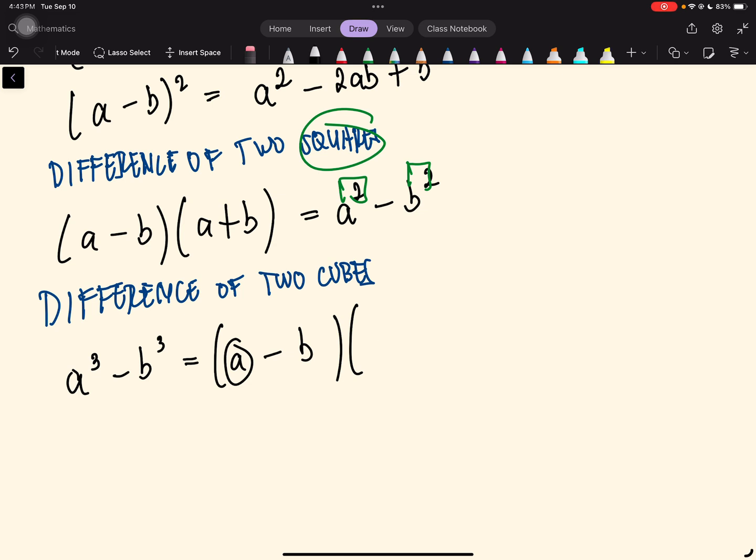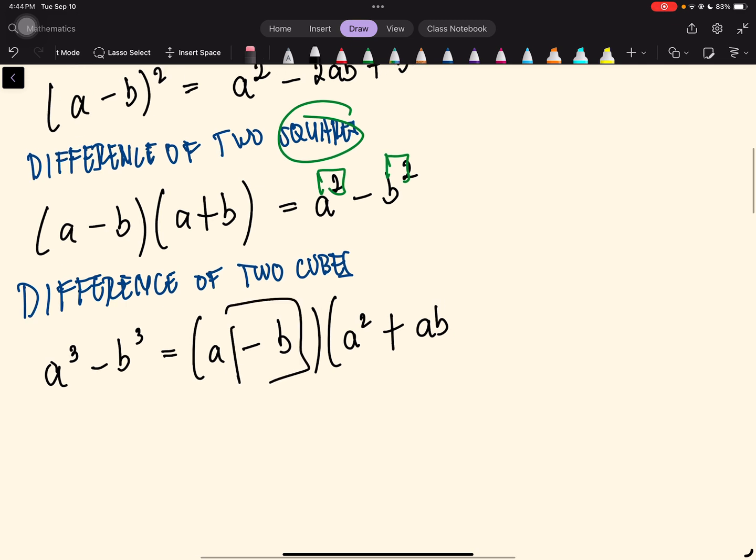Square it, that's a squared. Then the middle term, you make it the opposite: if it's positive, you make it negative. So it's the reverse. Then you take the product of these two. And then finally, you square the last term.